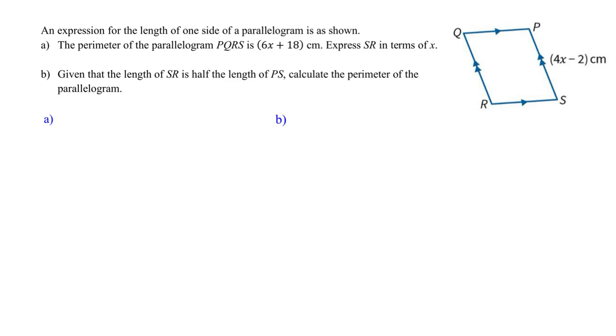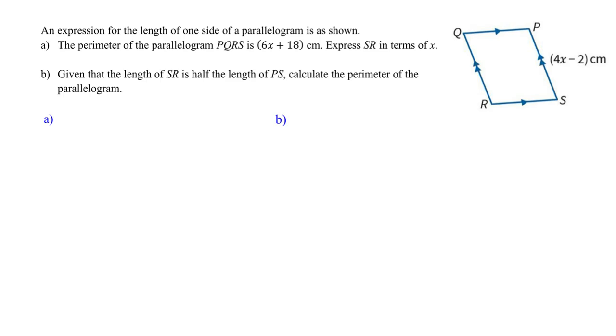We are given a parallelogram PQRS. We are given an expression in terms of x: PS is 4x minus 2. We are also given the perimeter, 6x plus 18. Express SR in terms of x.